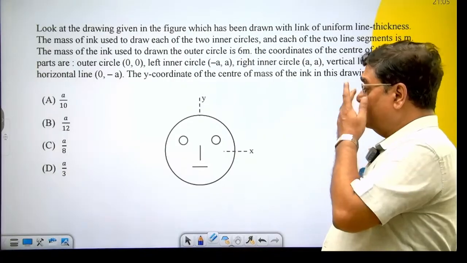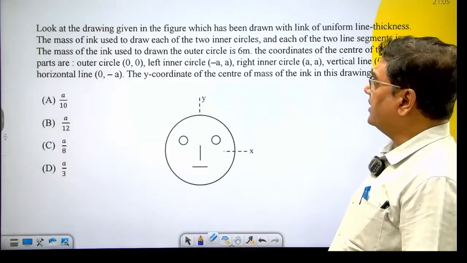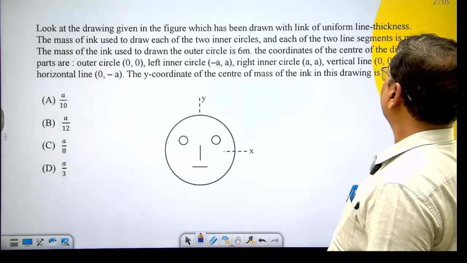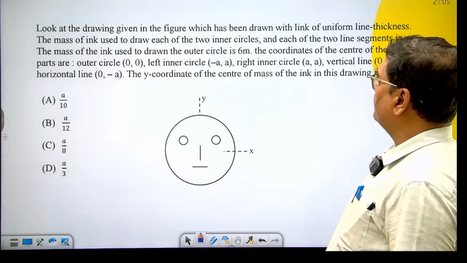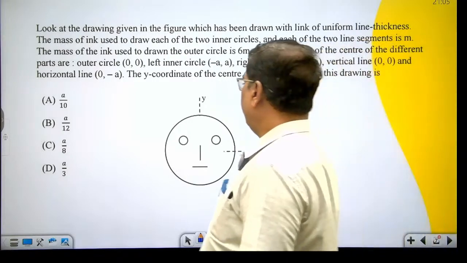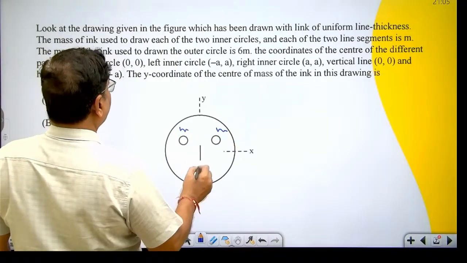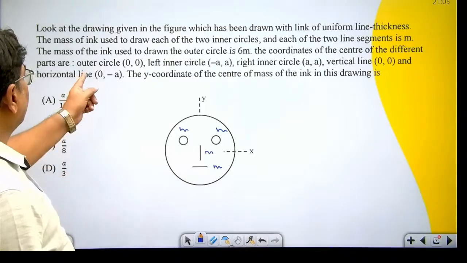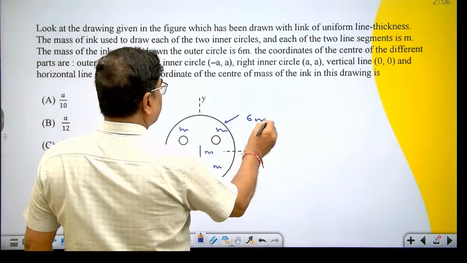Now dear student, this is a common question which is usually asked in competitive examinations. Locate the drawing given in the figure which has been drawn with ink of uniform line thickness. The mass of the ink used to draw each of the two inner circles and each of the two line segments is m. The mass of the ink used to draw the outer circle is 6m.